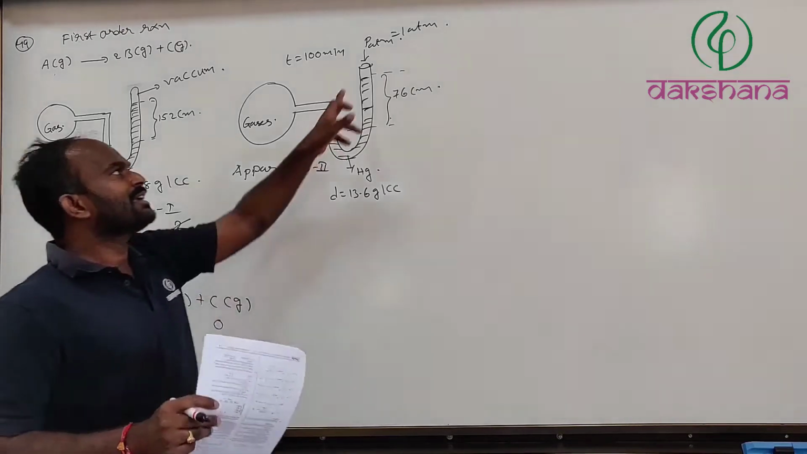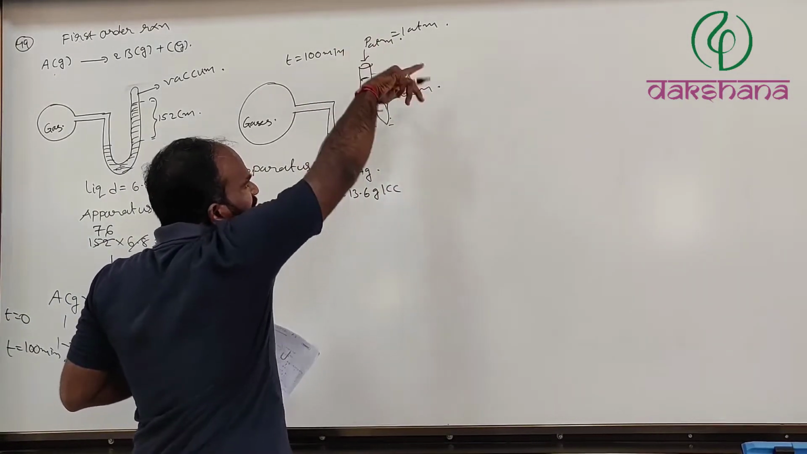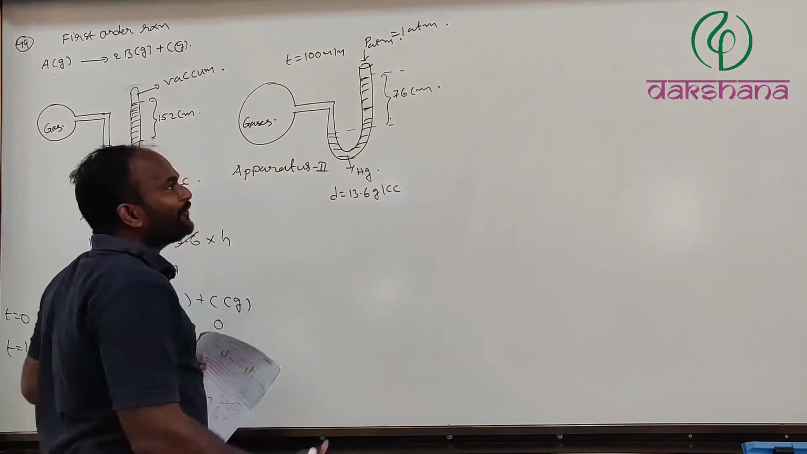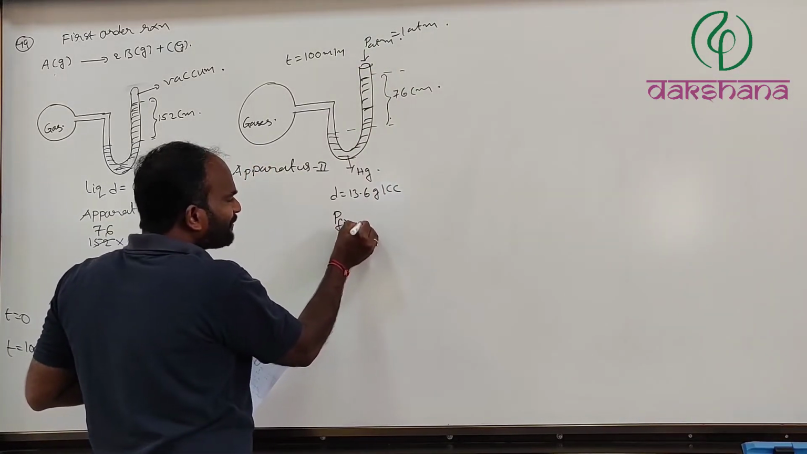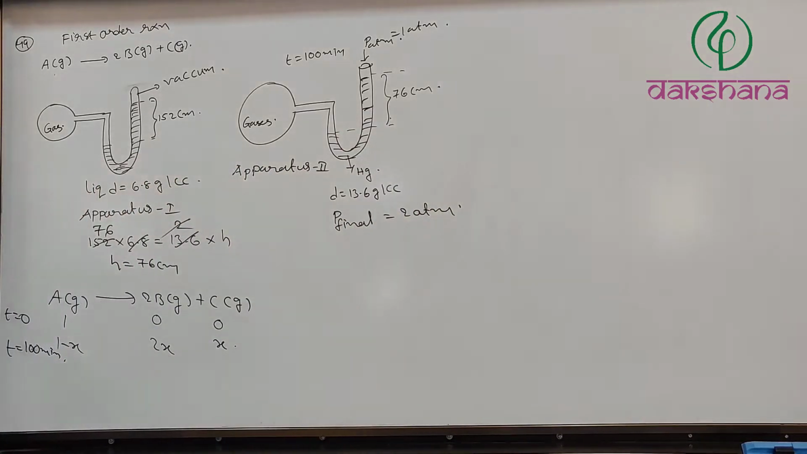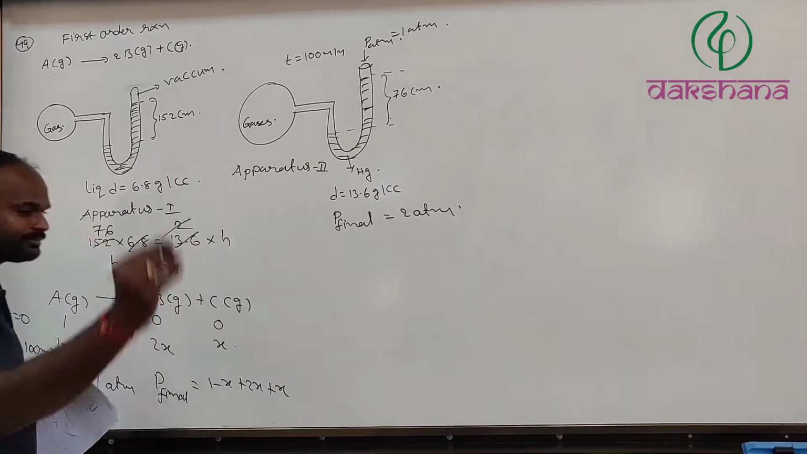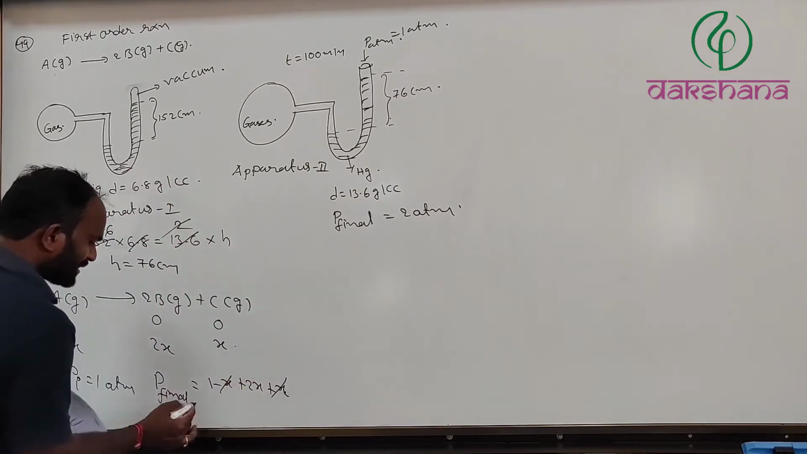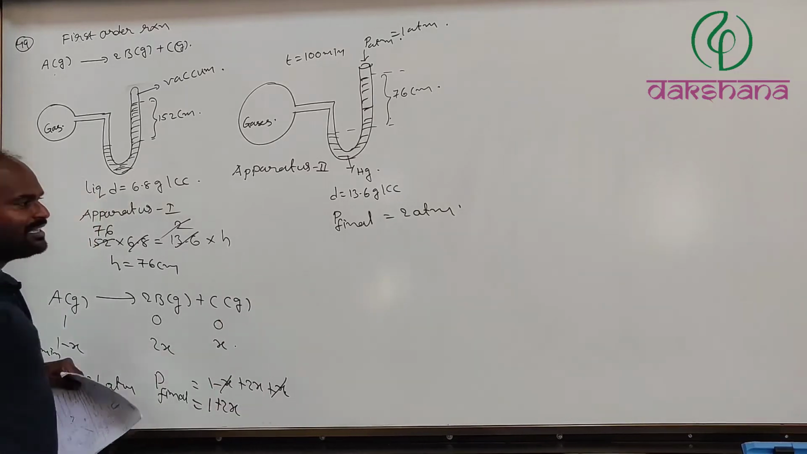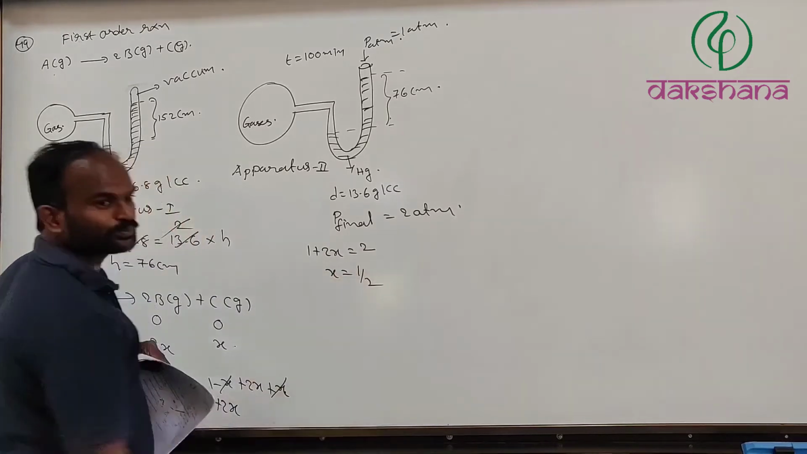At 100 minutes, the atmospheric pressure is 1 atm, and against the atmospheric pressure it is again moving 1 atm. Therefore, the final pressure of the reaction mixture is going to be 2 atm. The initial pressure is equal to 1 atm. The final pressure is 1 minus x plus 2x plus x, so this one gets cancelled, that is equal to 1 plus 2x. This 1 plus 2x is equal to 2, therefore x is equal to 1 by 2.